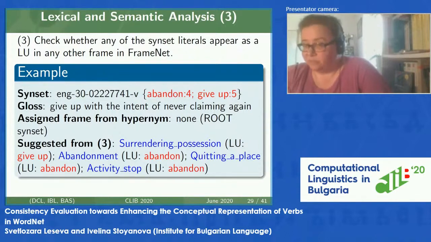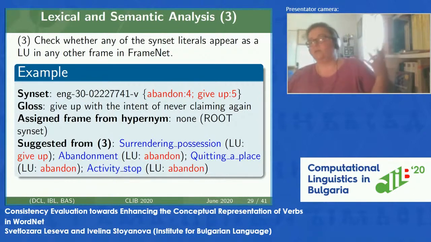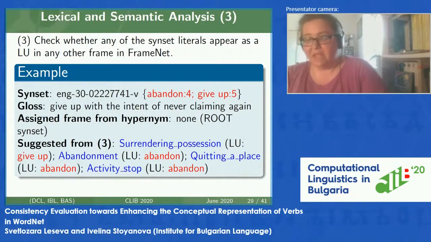In these cases in particular, this is a very useful procedure because it at least gives an idea where we can check for the frame of this verb. Even if it's not a very precise suggestion, even if it's not the right one, it at least gives an idea where we might be looking for the frame. And in these cases, you can see some suggestions, and some of them are not very relevant.